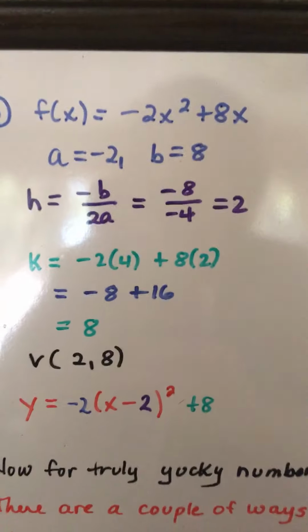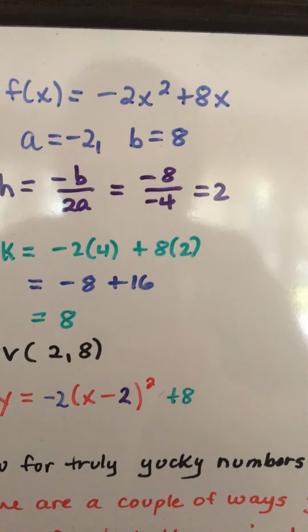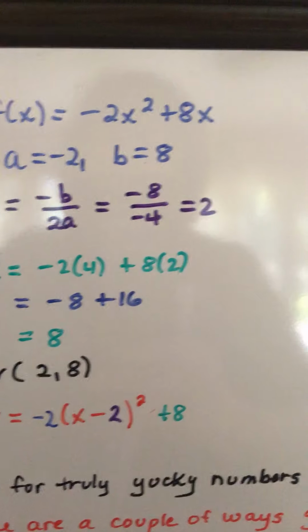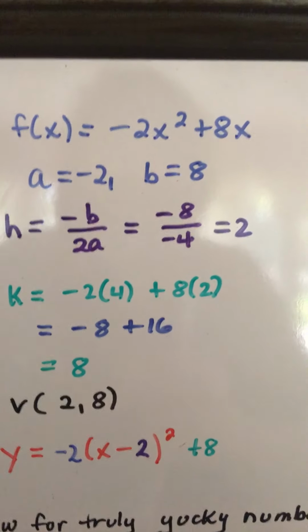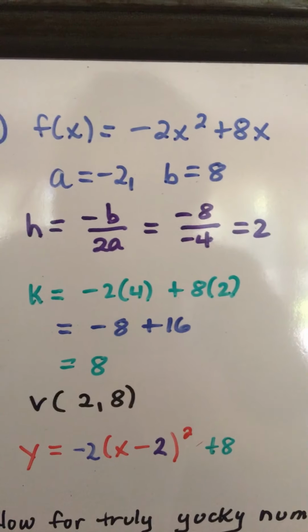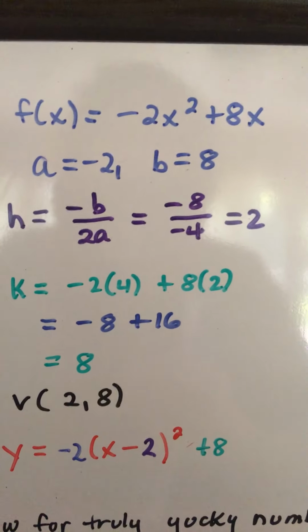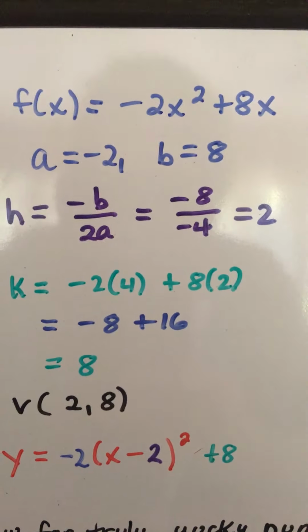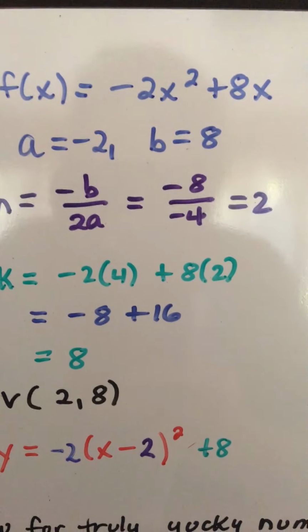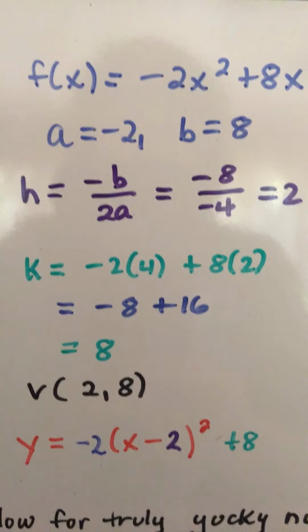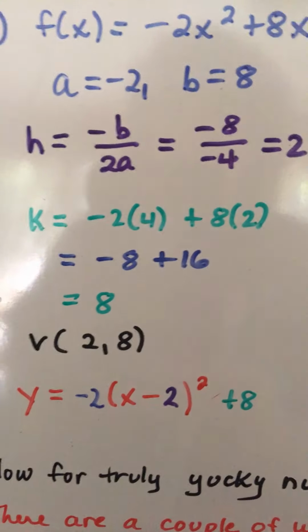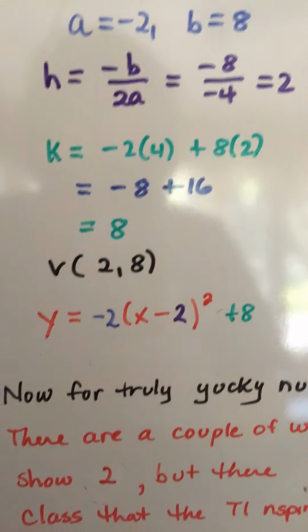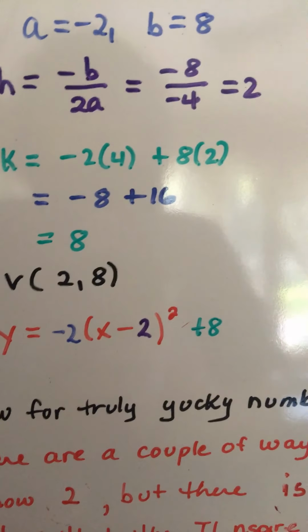Now, let's do another one. Notice the c is missing. It's 0. Please, folks, when you add and subtract 0, it does nothing for you. So please don't lose it. So h is equal to negative b over 2a. So I have a negative 8 over a negative 4, which is equal to 2. Again, I put in the square automatically, and I end up with k is 8, the vertex is 2, 8, and I have an equation.